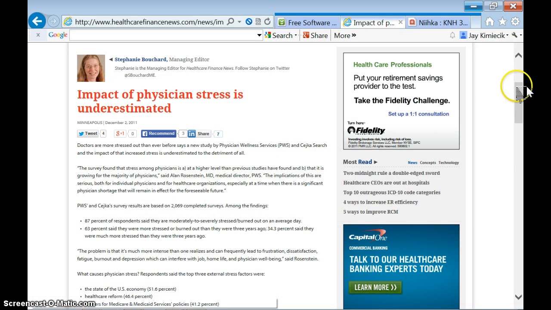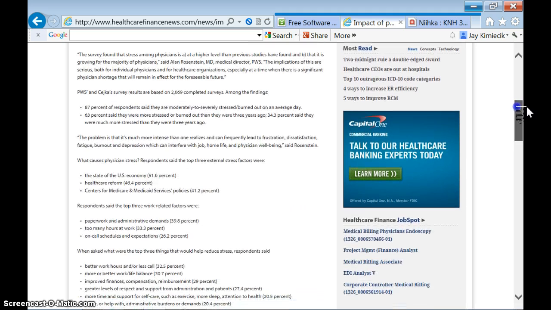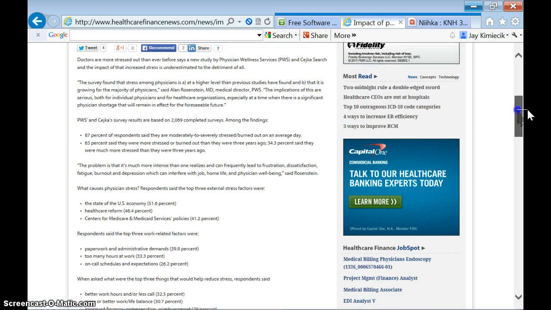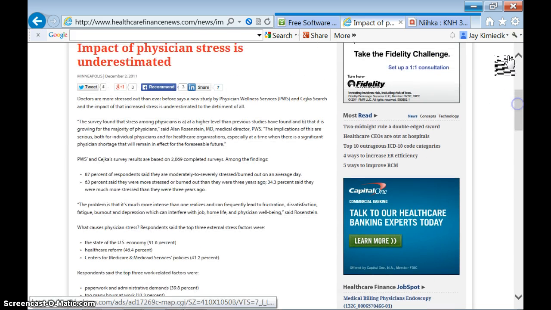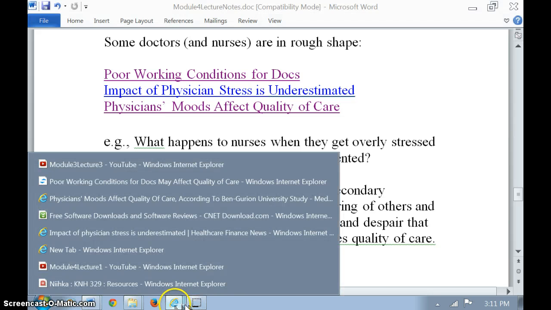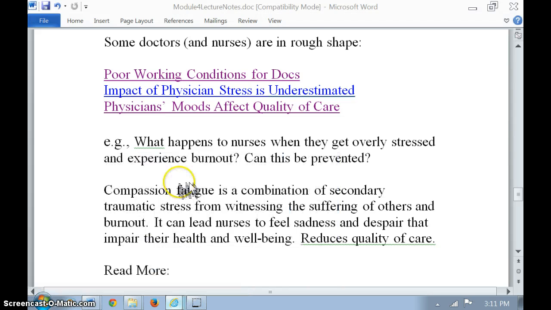For example, impact of physician stress is underestimated. In a survey of 2,000 physicians, 87% said they were moderately to severely stressed. 63% said they were more stressed or burned out than they were 3 years ago. So being a doctor in our present state of our healthcare environment is not easy. So that's one first idea. And then looking at working conditions.